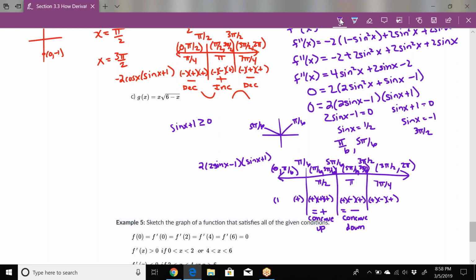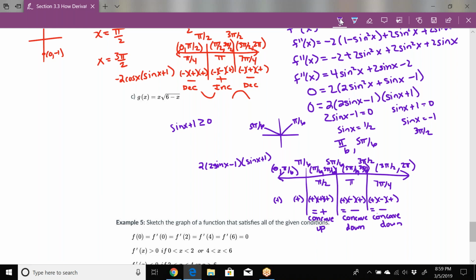Okay, and we know that the 2 is positive. So all we need to determine for this region is what that middle sign is doing. So first of all, let me go ahead and multiply this one out. This is negative, which means this region is also concave down. Okay, so let's talk about that first region.